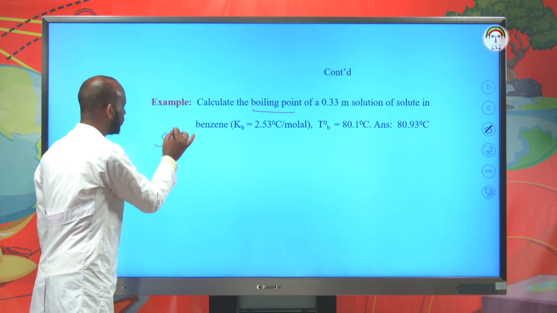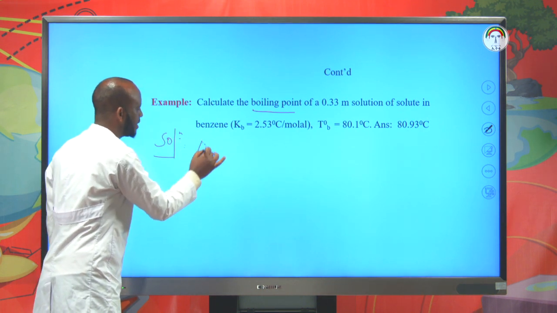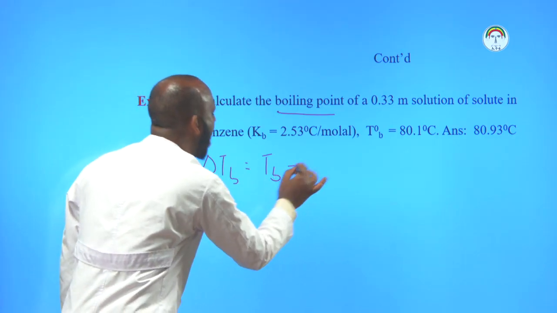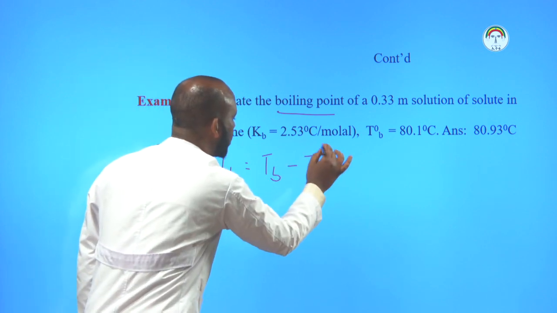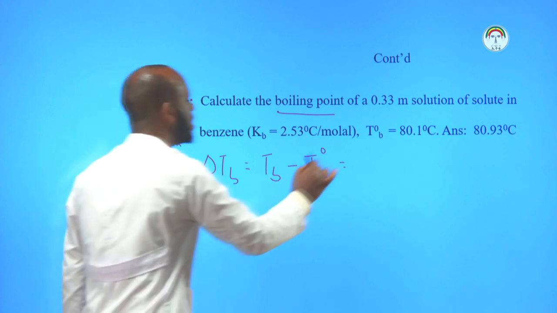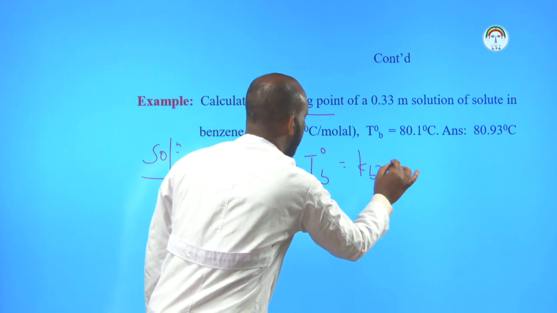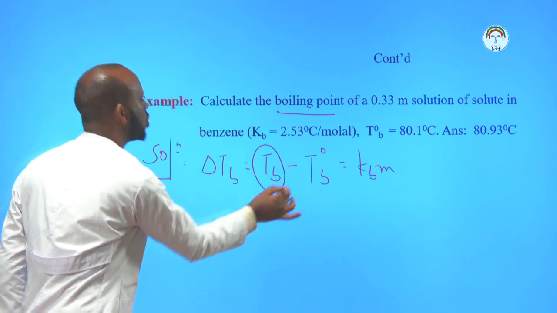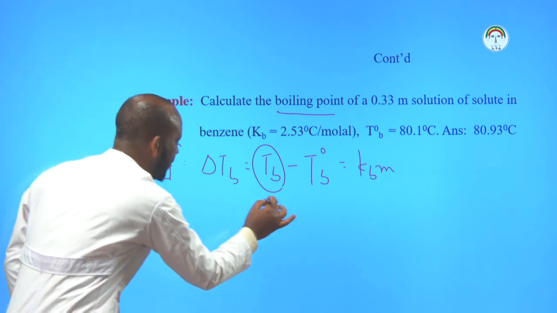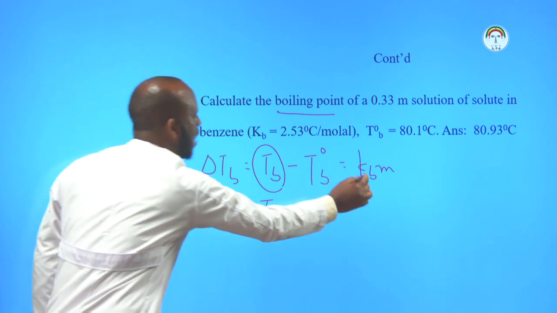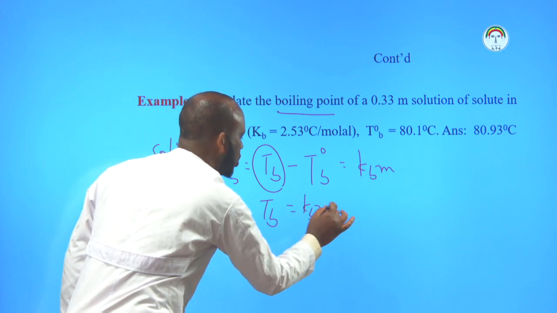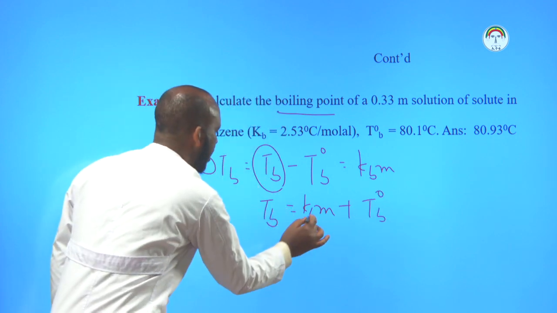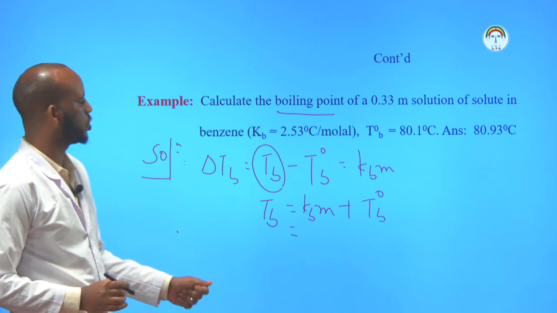Therefore, delta TB, boiling point elevation, equals the boiling point of the solution minus the boiling point of the pure solvent, T naught B, equals KB times the molality of the solution. You are asked to calculate the boiling point of the solution. TB, the boiling point of the solution, equals KB times molality of the solution plus the boiling point of the pure solvent.